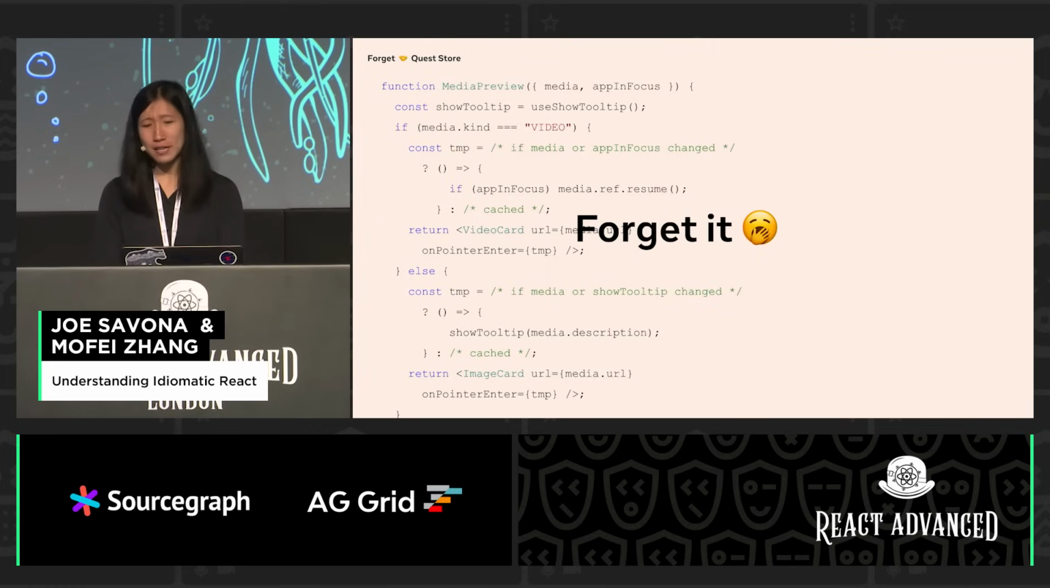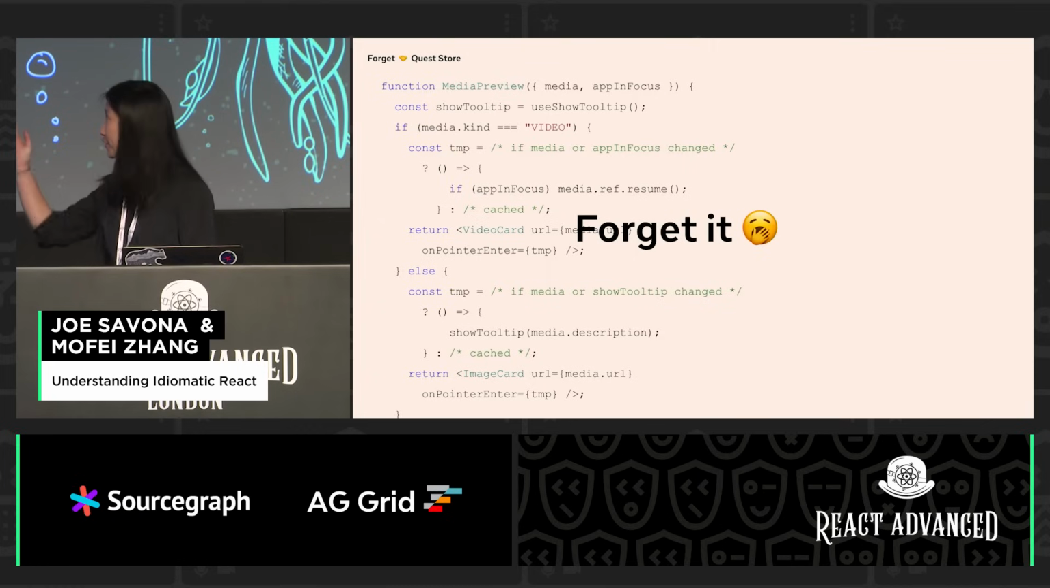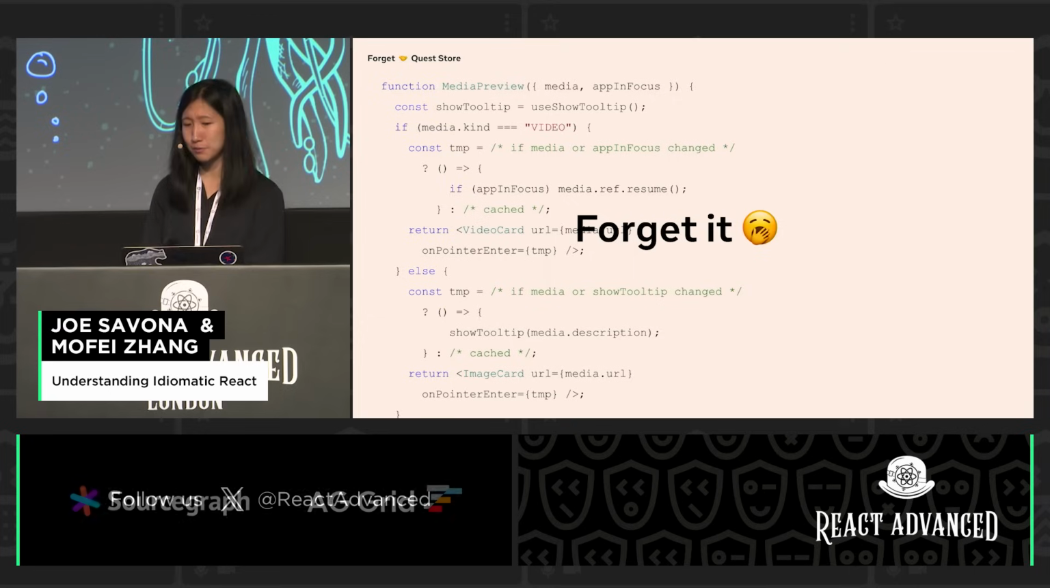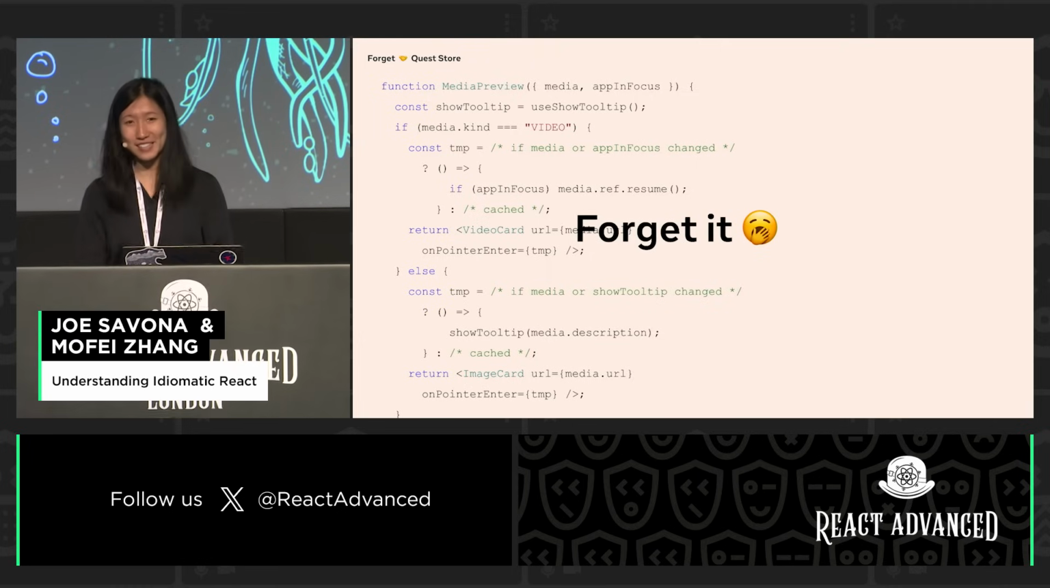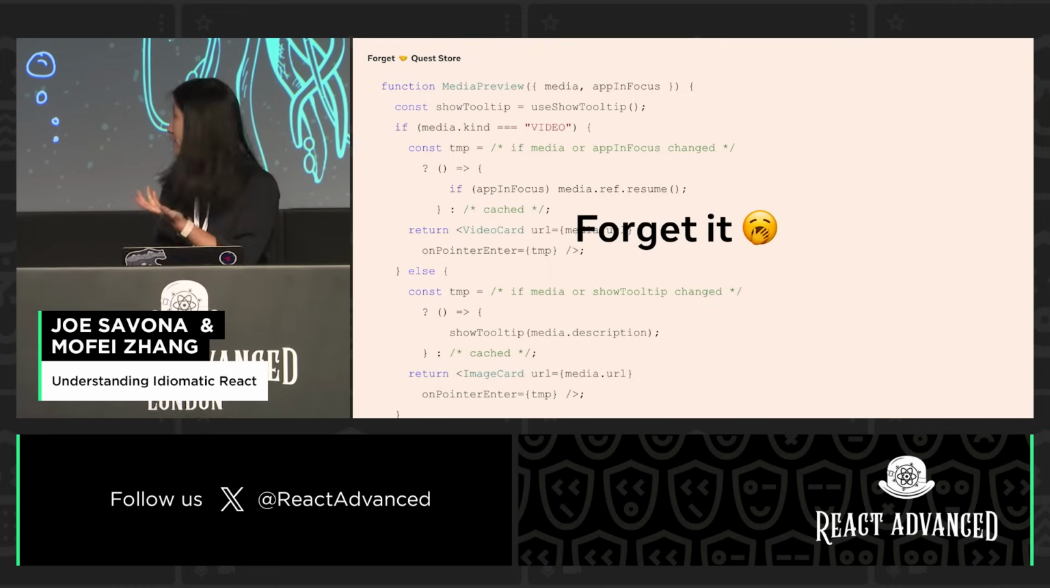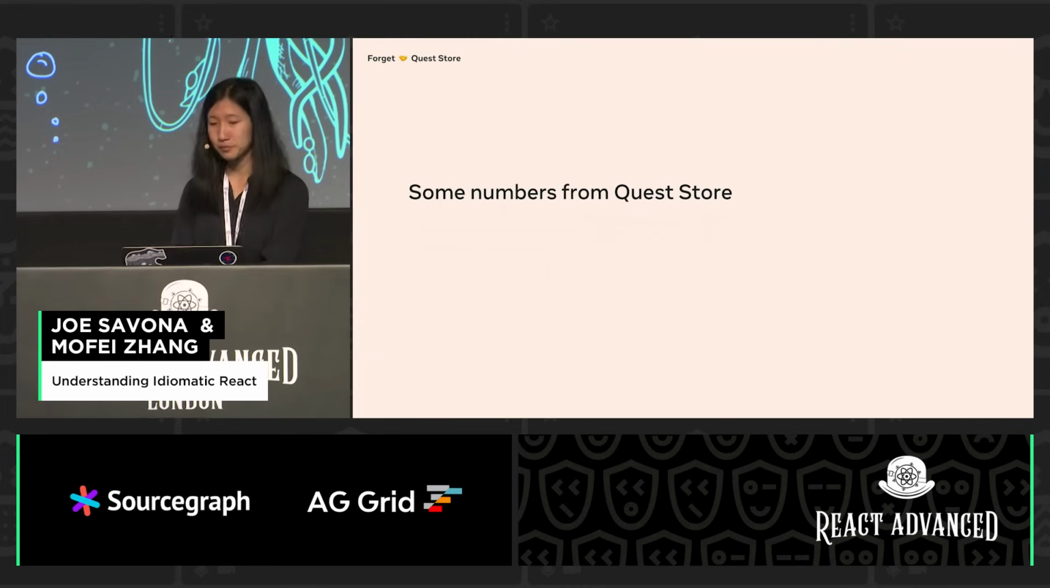By the way, our compiler has some other cheat codes. If you squint, you notice that it can memoize within if branches and other conditionals. I would really like to talk more about this, but couldn't fit it into this slide. So let's take a look at some results from Quest Store.